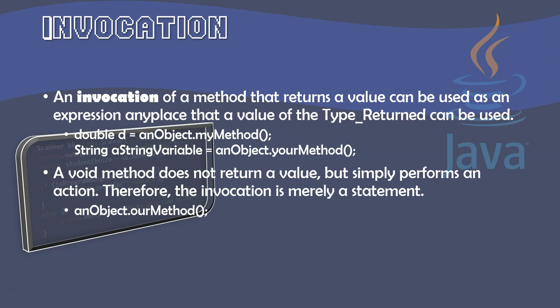Now a void method doesn't return a value, but it's simply going to perform an action. Therefore, the invocation is merely going to be a statement. So I can say anObject.ourMethod. Notice there's no variable here that needs to hold a value. That's the biggest difference here. Here we have a double, we have a String, but here there's no value because again we're not expecting it to return a value.